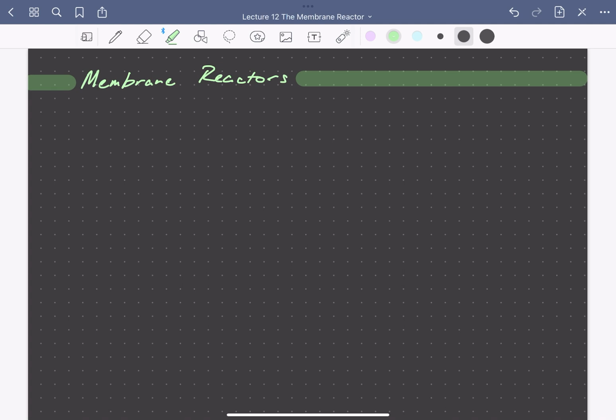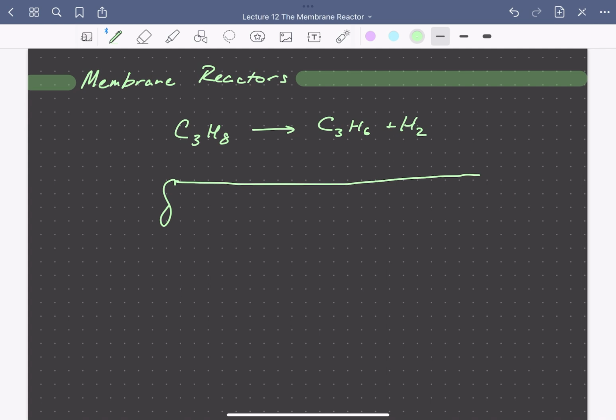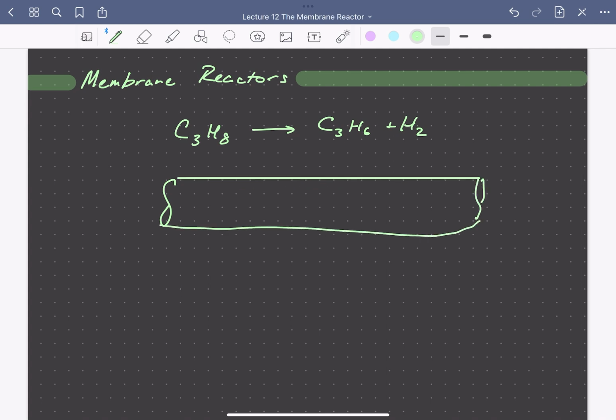So as an example, let's look at the dehydrogenation of propene. So this is a strongly endothermic reaction, which limits the equilibrium conversion at reasonable temperatures. So if you could run this reaction in a plug flow reactor with walls that were made of a membrane that were selectively permeable to hydrogen.